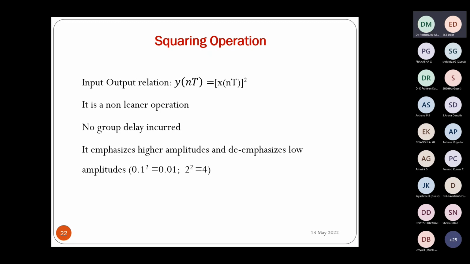It emphasizes higher amplitudes and de-emphasizes low amplitudes. An example: I have a number 0.1. If I square it, I will get 0.01. And I have a larger number 2. If I square it, it will be 4. So a large number will increase in magnitude, and a small number will reduce in magnitude. So when you have a signal with a peak and lower noise in the plot, low amplitudes it will remove and high amplitudes it will amplify. This is why squaring is used here.